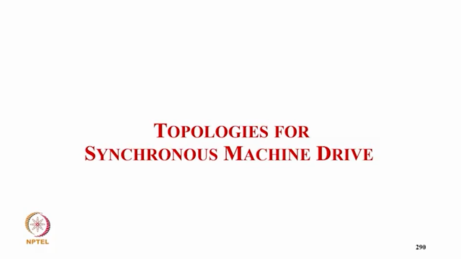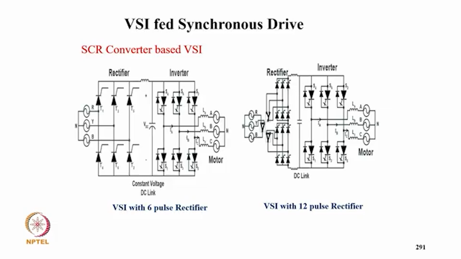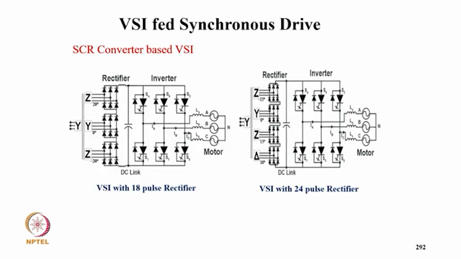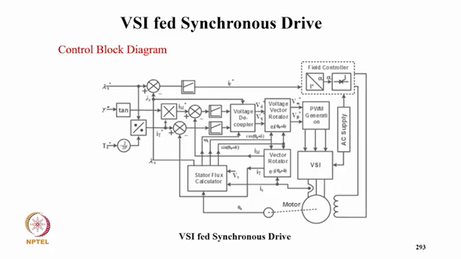So now coming to the topology of the synchronous motor drive. This is typically VSI fed. Here the VSI has a 6-pulse rectifier, and this is another VSI with a 12-pulse rectifier, just to improve the quality and reduce the harmonics in the grid for a high rating. Then there is an 18-pulse converter on the rectifier side, and then a 24-pulse converter on the input side to reduce the harmonics.